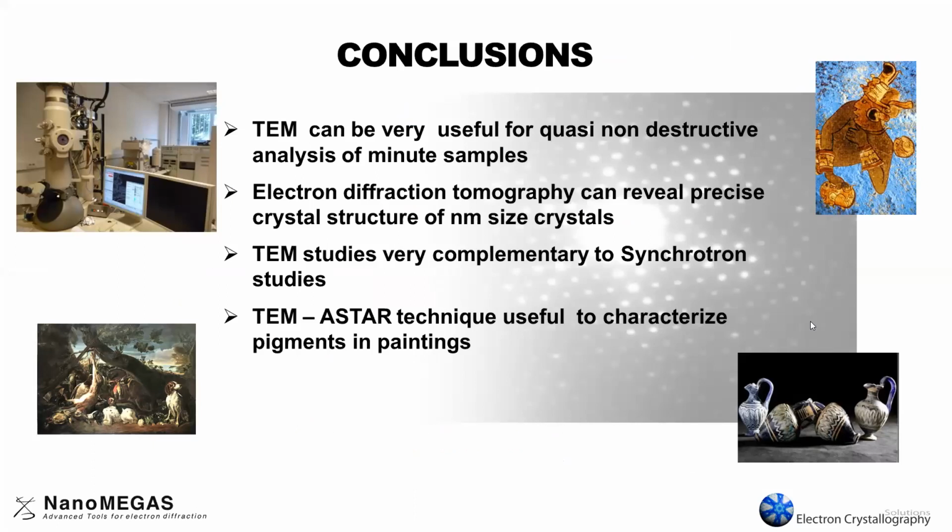TEM is so important for a couple of reasons. Because it's a quasi non-destructive technique, and it needs only a very small quantity of material for doing any diffraction studies, be it 3D electron diffraction, two-dimensional electron diffraction, or phase and orientation mapping. And it can provide nanometer resolution information which cannot be obtained by any other existing techniques.